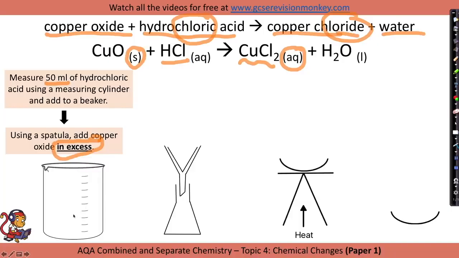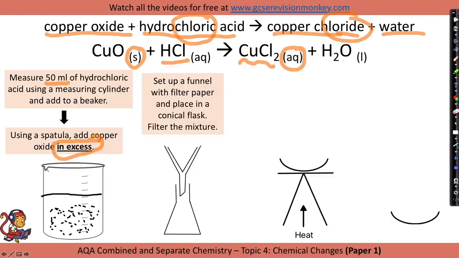and you have excess in the solution. You will notice when you have excess in your solution, because if this is our acid here, you will see that there's lots of copper oxide or whatever base you're using that has not reacted. So we need to get rid of that. So the next step of our process is to set up a funnel with filter paper and place this in a conical flask. We will then filter the mixture, so we will pour our mixture in here.